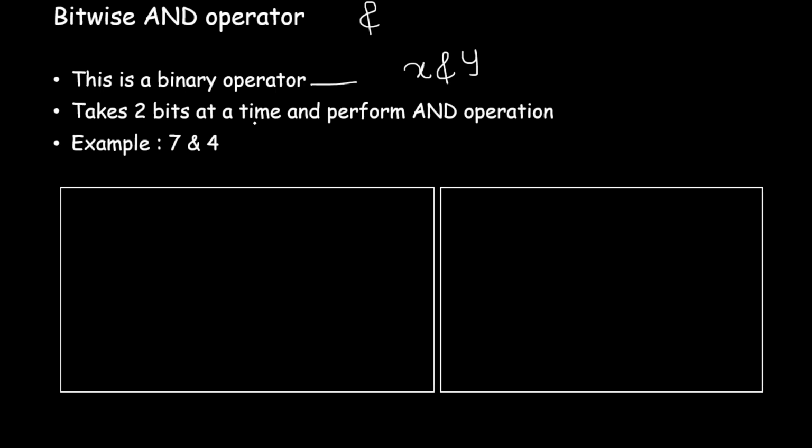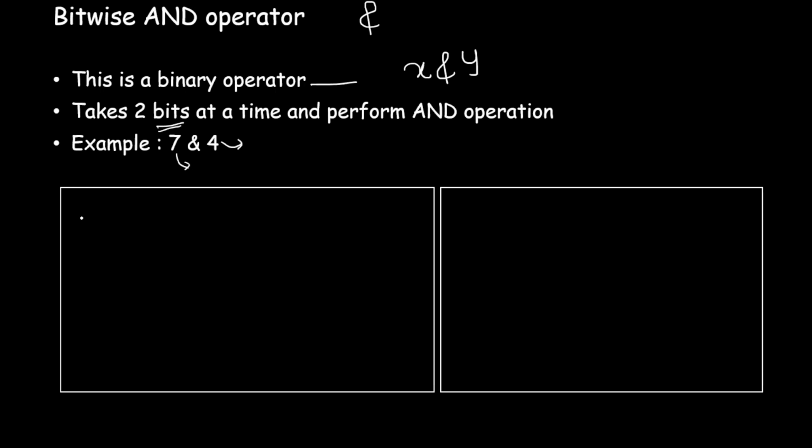Now, how does it work? It takes 2 bits at a time and performs the AND operation. When we say 2 bits, it means that the operands, that is 7 and 4, are converted into binary numbers, and the bits of the binary numbers are combined with the AND operation. So let us see in detail how it works with an example. I have to perform bitwise AND on 7 and 4.